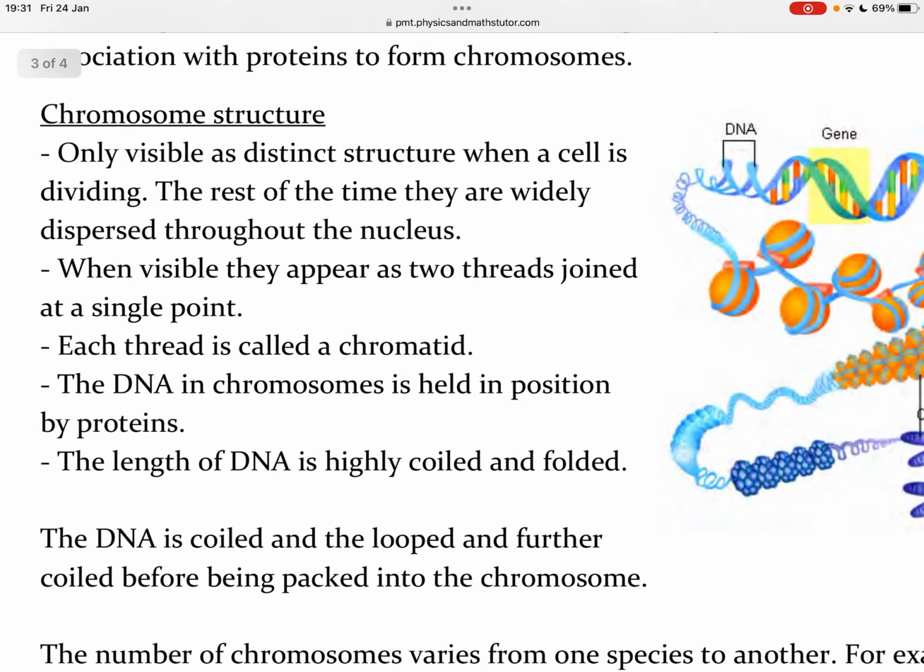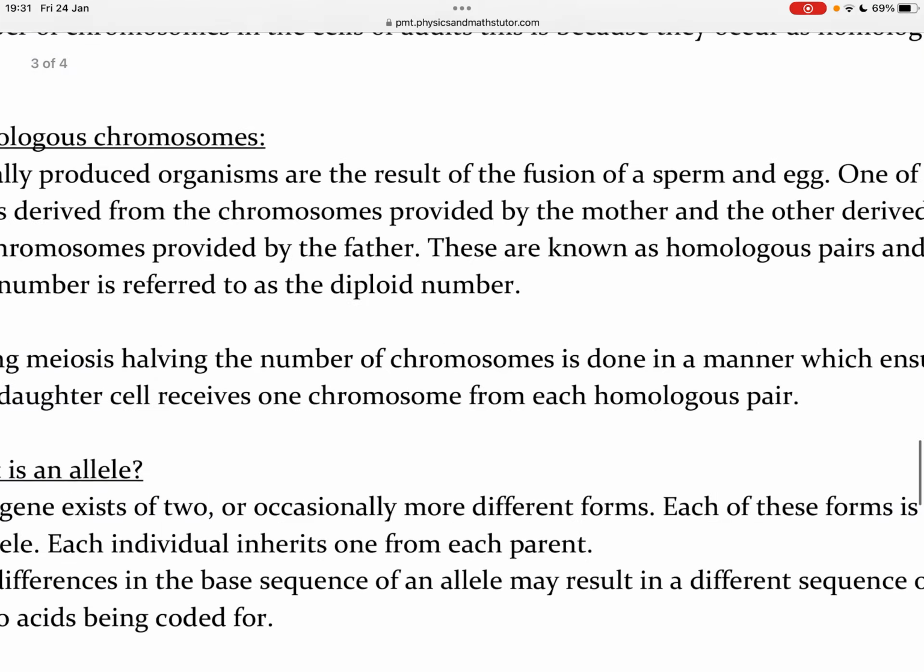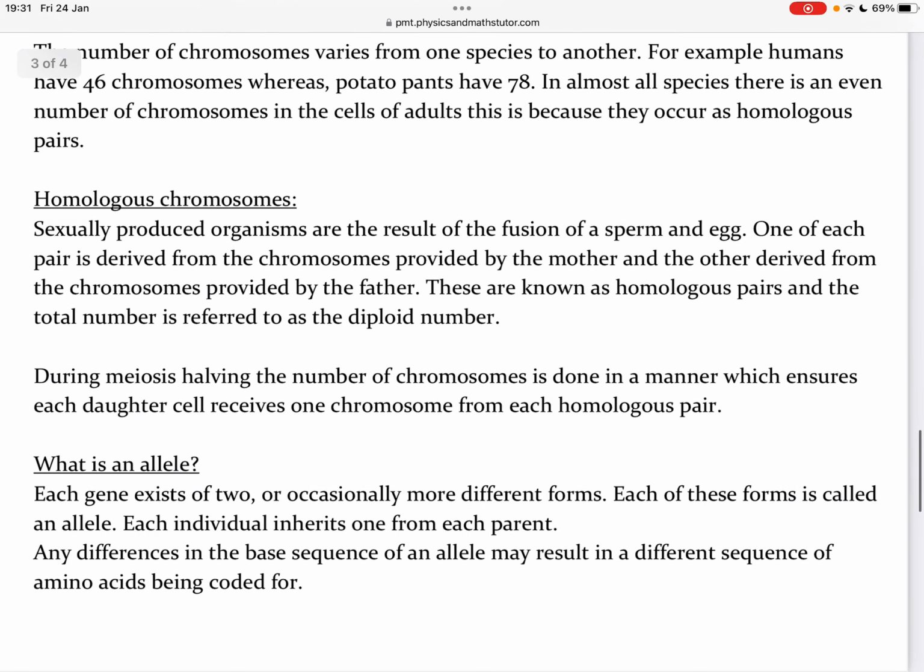They get derived, right? How is that? Again, sexually produced organisms are the result of the fusion of sperm and egg. One of each pair is derived from the chromosomes provided by the mother, and the other from the father. These are known as homologous pairs, and the total number is referred to as the diploid number.